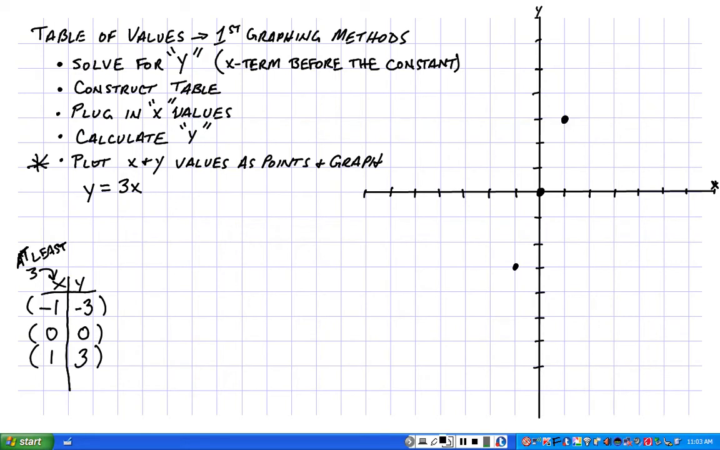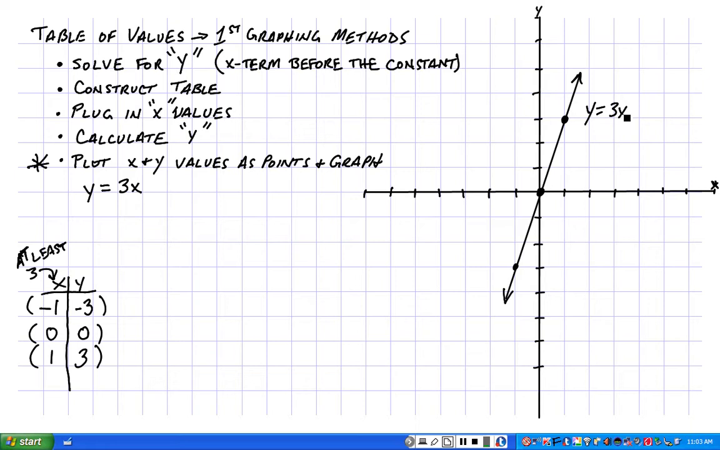Make your dot. And here I'll actually use the line to do it, hopefully. Get it right by doing this. Alright, and there you have it. Okay, so there's a graph. So this line represents the equation y equals 3x.